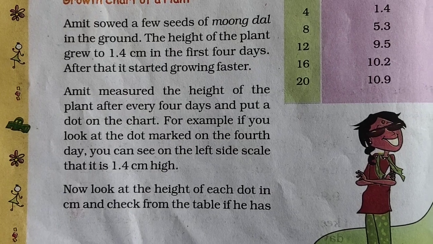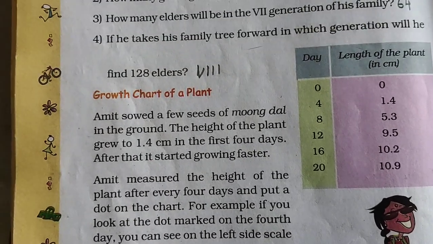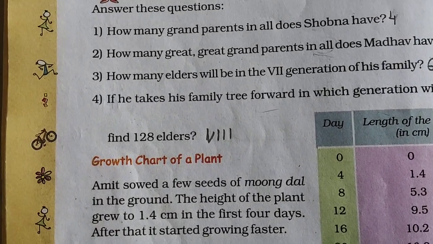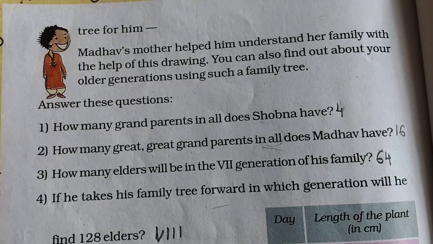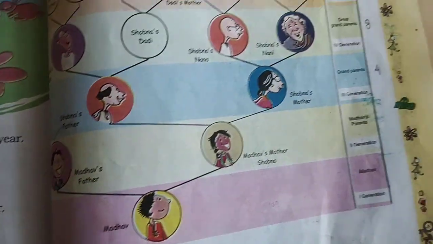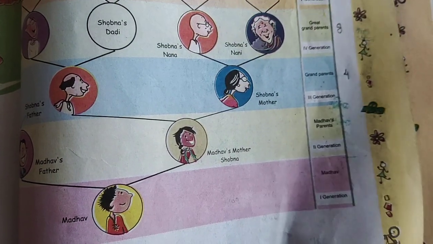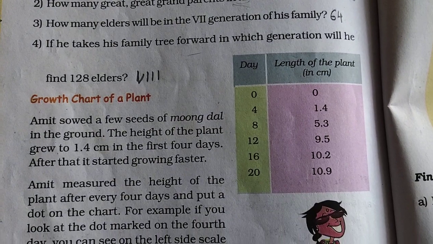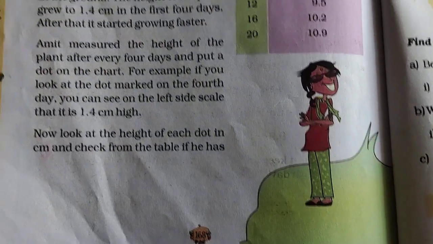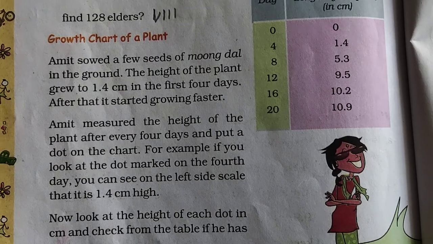Unit 12, Smart Chart. In my previous video, we studied the family tree chart of Madhav's family, which was on page number 167. Now we will start with page number 168. Let's see what is given on page number 168.